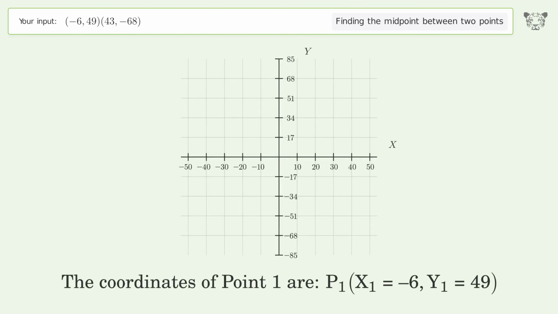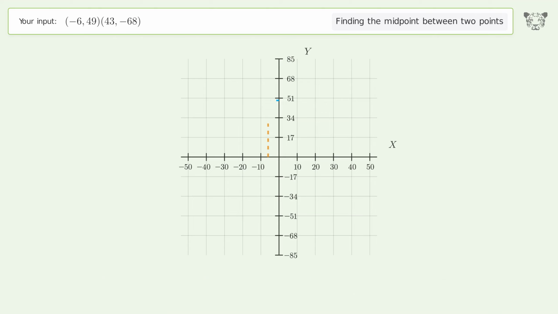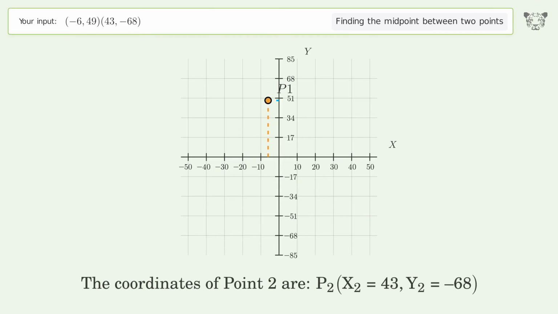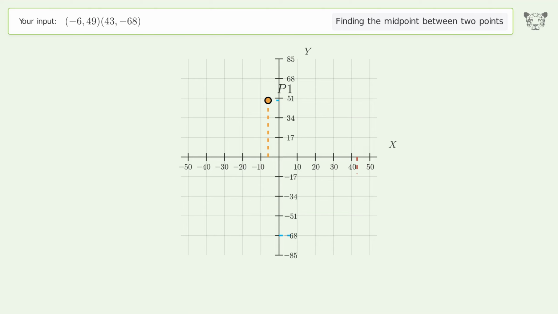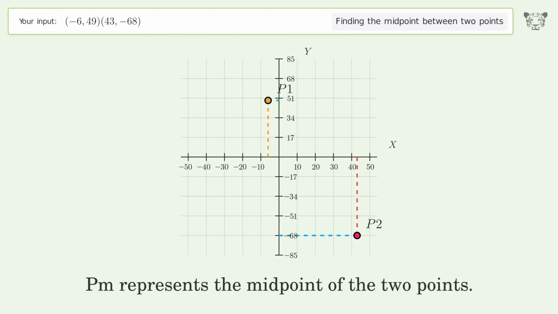The coordinates of point 1 are, x1 equals negative 6, y1 equals 49. The coordinates of point 2 are, x2 equals 43, y2 equals negative 68. PM represents the midpoint of the 2 points.